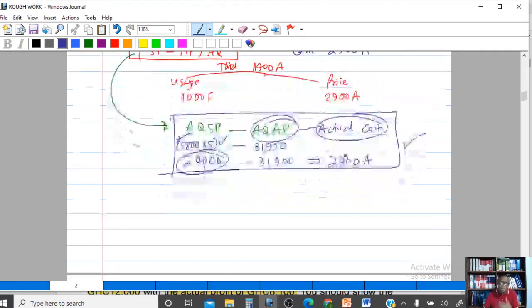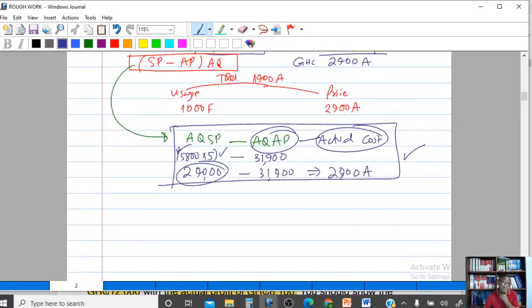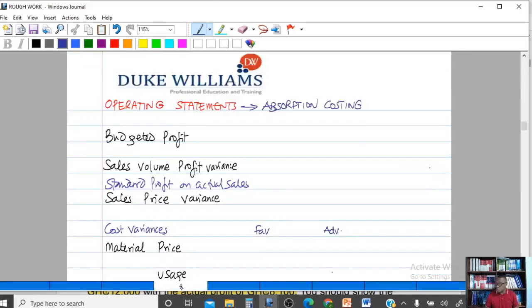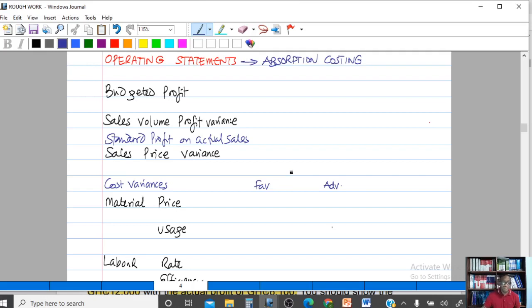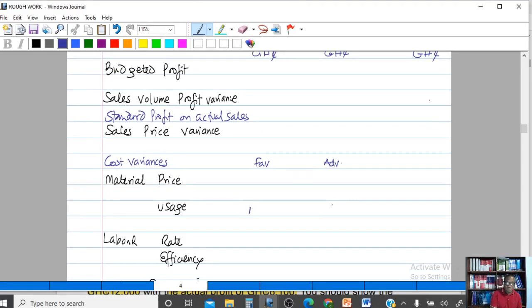So just make sure you understand the dynamics, as in what you ought to be doing. This is very important. Now, what I would want to be doing at this stage is, rather than finishing and going back to find what a typical operating statement is, I'm going to show you in advance what a typical operating statement is. Now, for absorption costing for now, I'm going to show you. So, this Ghana cedis, this Ghana cedis. What I'm going to do is insert these things into the operating statement as I'm going along. And I found the usage to be 1,000 favorable, the price to be 2,900.